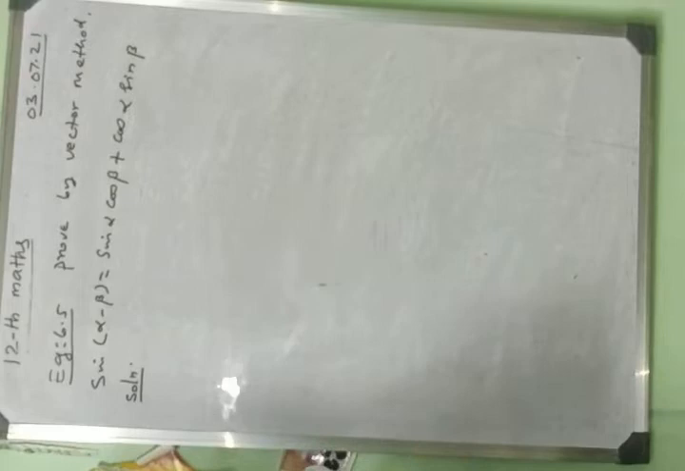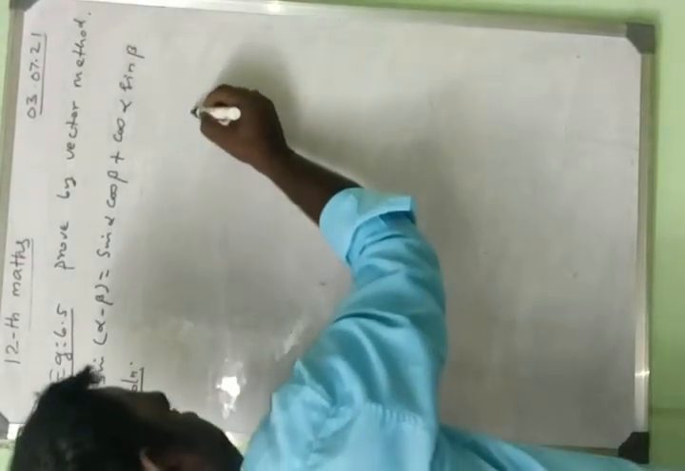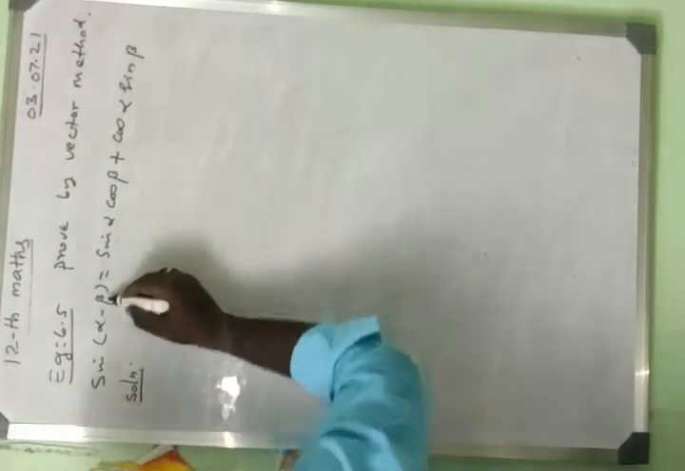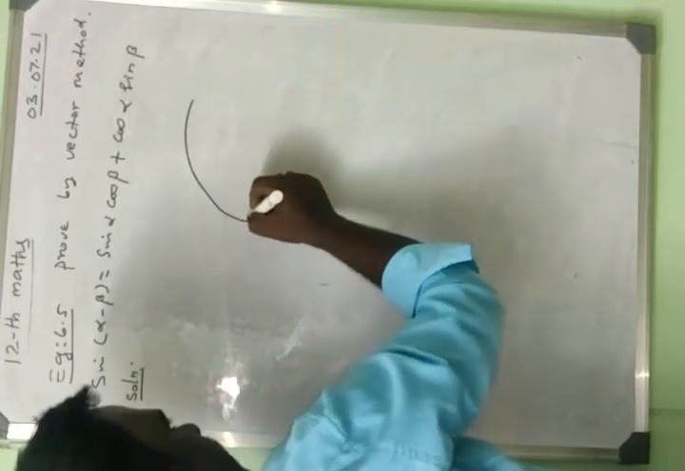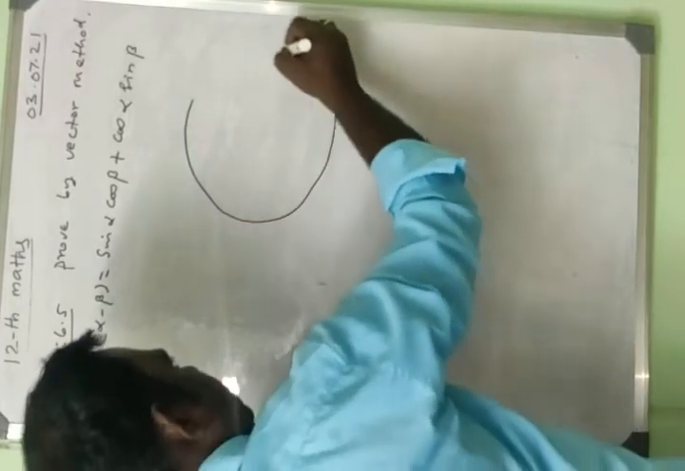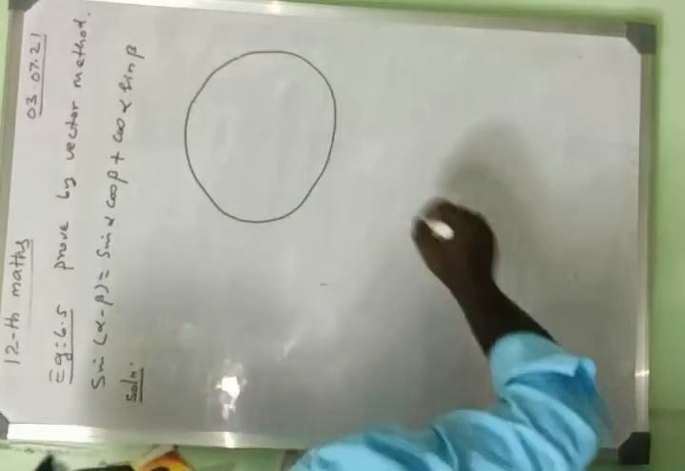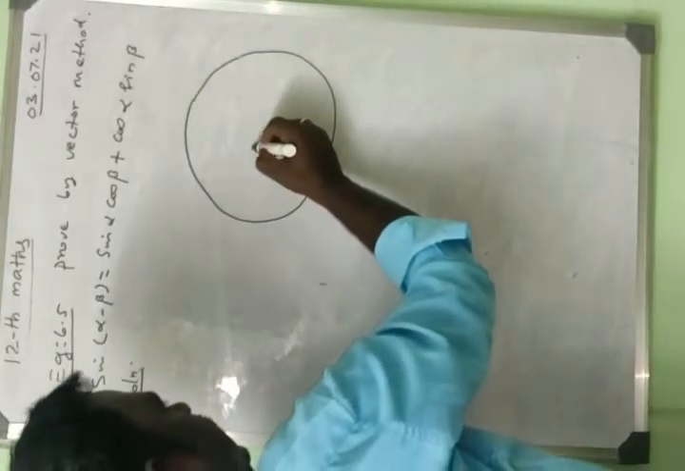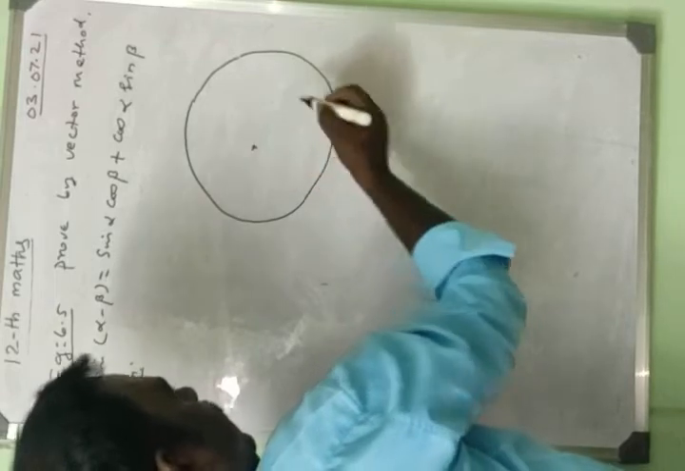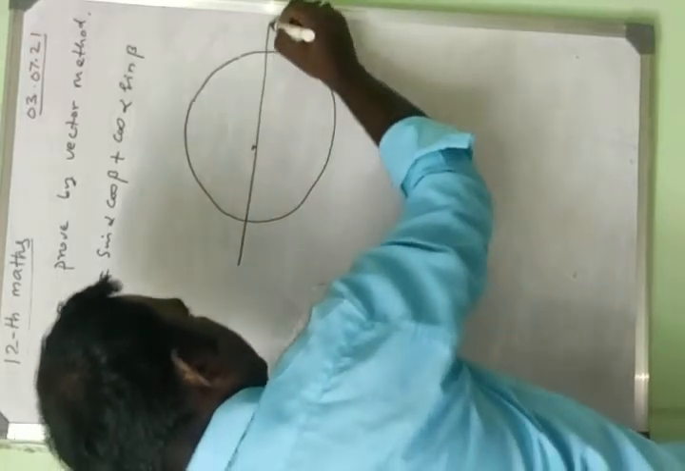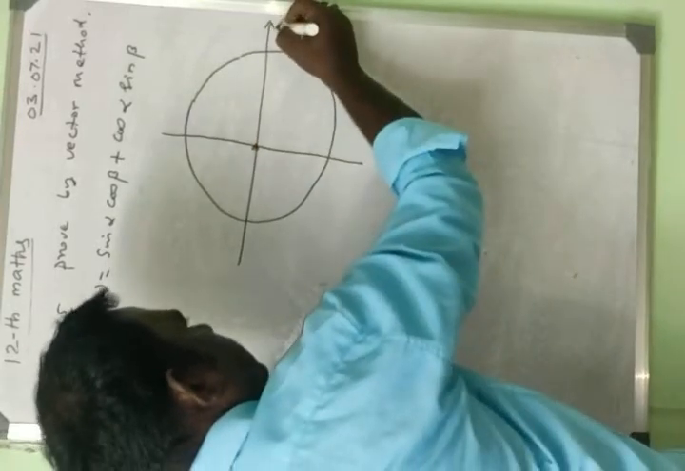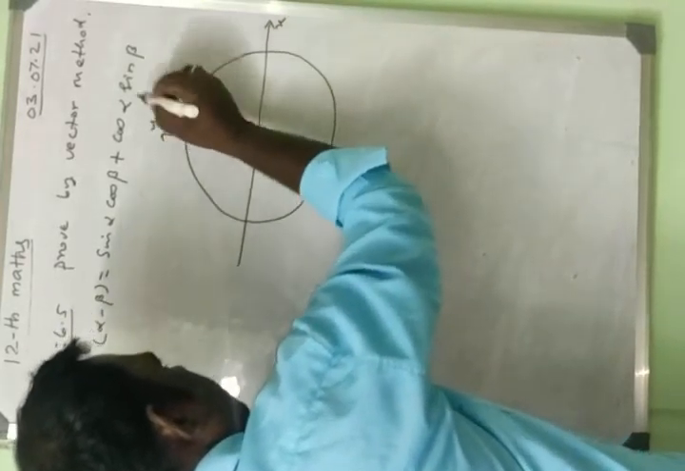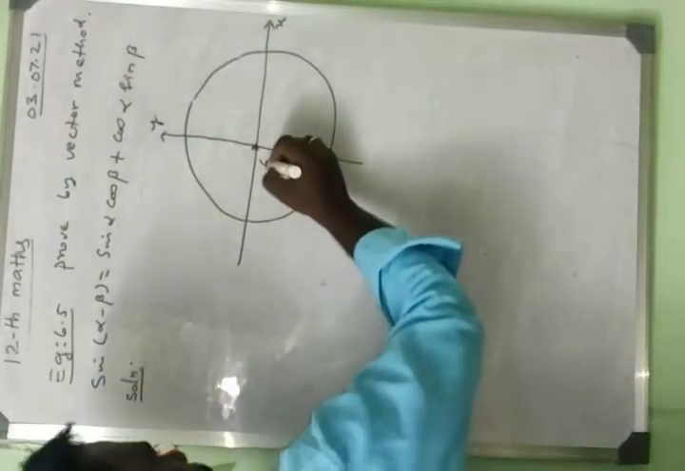First, try a unit circle. First, try the diagram. Listen here, alpha minus beta coming. First, try a unit circle. You put the center mark correctly at the center. Then draw the x-axis and y-axis like this. This is the x-axis, this is the y-axis. This is the origin, we put O.